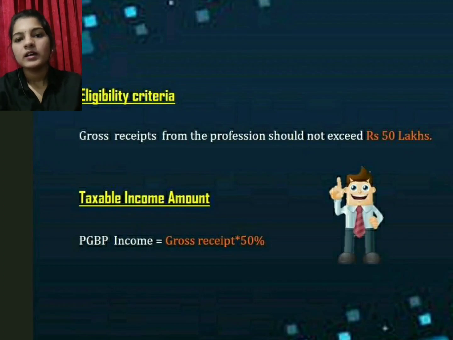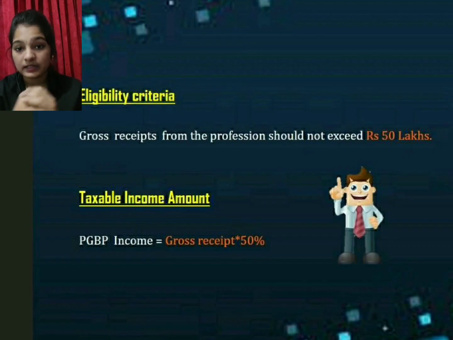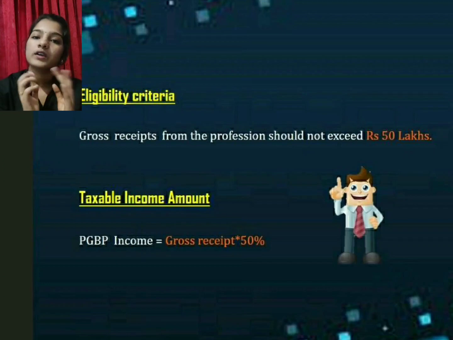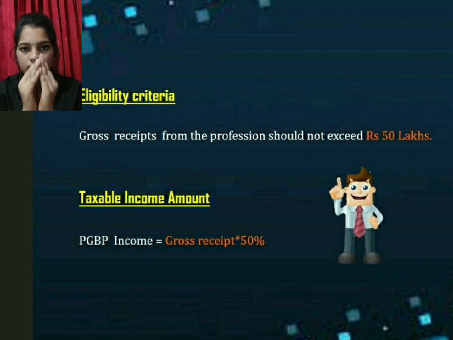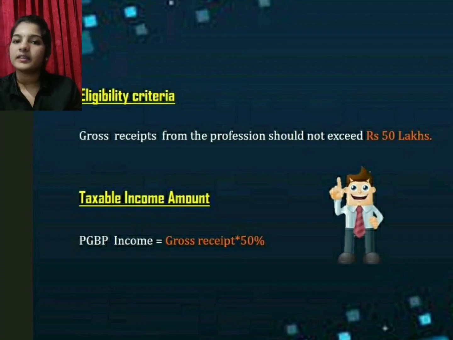scheme. So, what is the prescribed percentage? For 44AD, we saw it was 8% or 6% as the case may be. What is it for 44ADA? In case of section 44ADA, the presumptive income will be 50% of the gross receipts. That is, 50% will be applied on the gross receipts to arrive at the presumed income, and on that income tax will be paid.